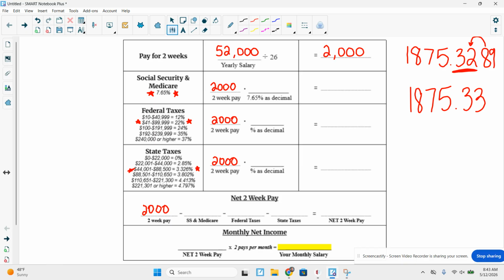Not a paycheck. What is 7.65% as a decimal? How would you calculate that, Esmaria? 0.0765. How do you get that? You did the percent? Yep. You could do that. You could also take 7.65 and divide it by 100. So just divide it by 100, or just move your decimal point.